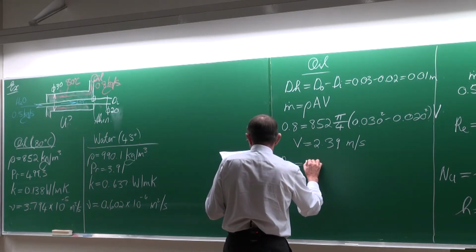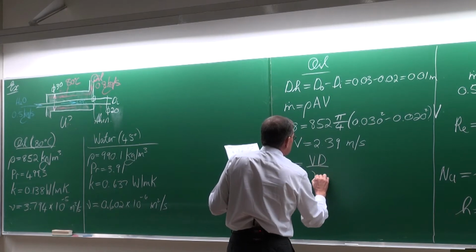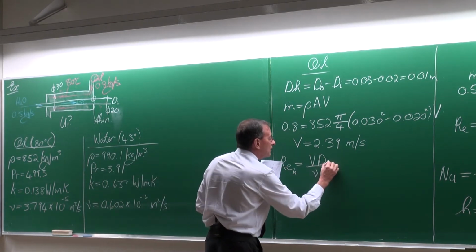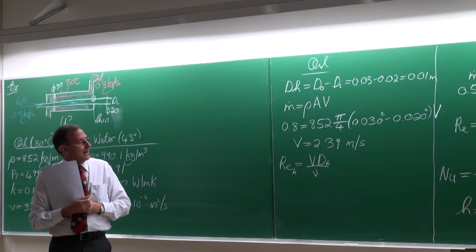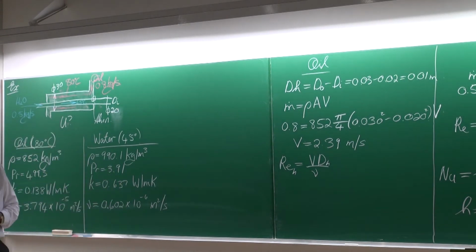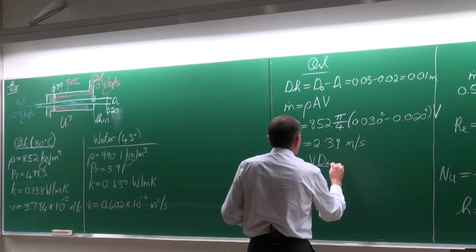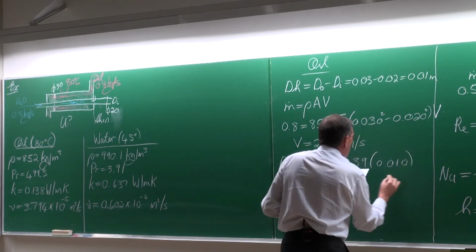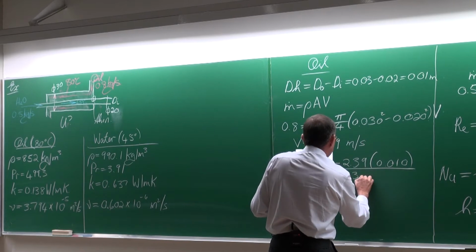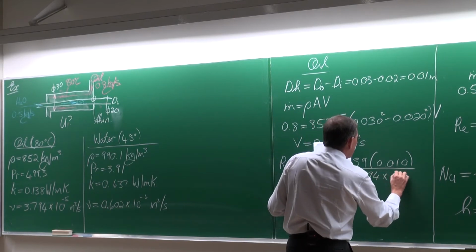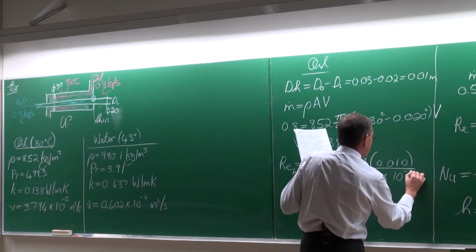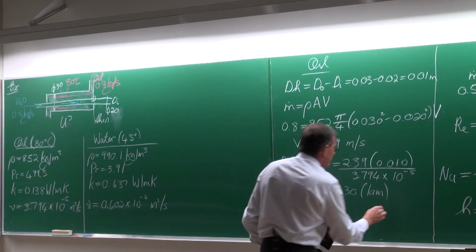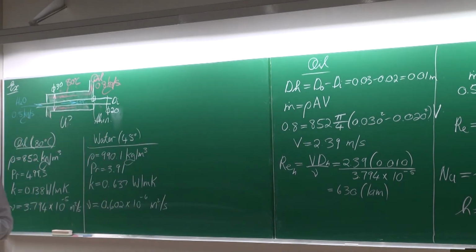So the Reynolds number is equal to the velocity, the diameter, divided by the kinematic viscosity. Now we're going to use the Reynolds number based on the hydraulic diameter, and that is equal to 2.39 multiplied by 0.010 divided by the kinematic viscosity, 3.794 multiplied by 10 to the minus 5. So the Reynolds number is only 630. So this flow is laminar flow. It's not turbulent.